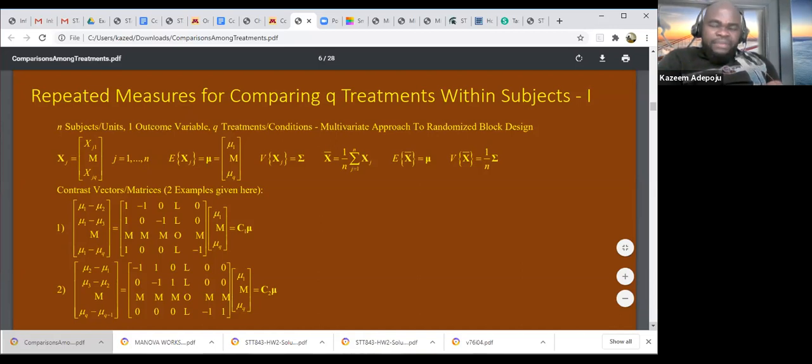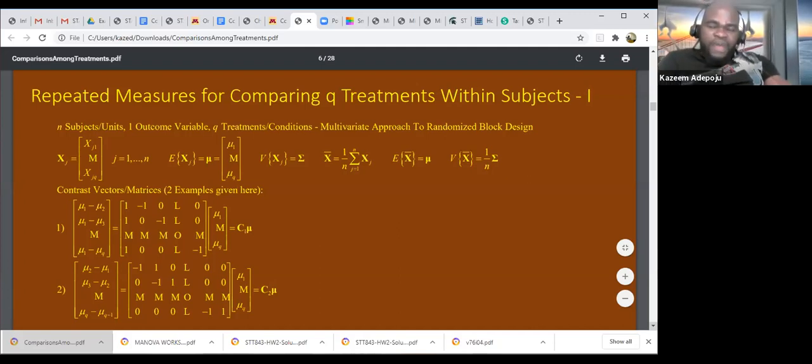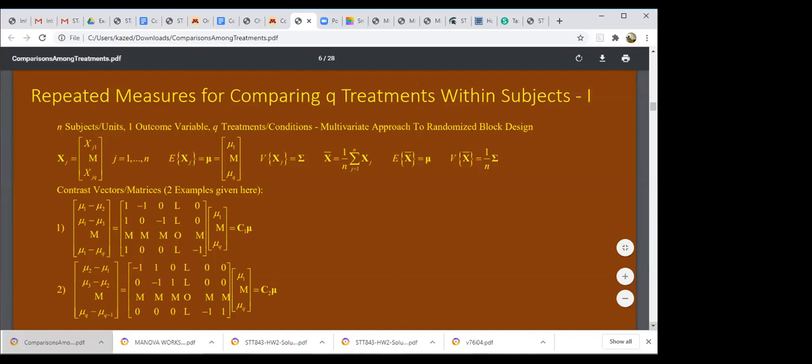Have you guys heard about two-way ANOVA? Has anyone asked about two-way ANOVA? Yes. Okay.